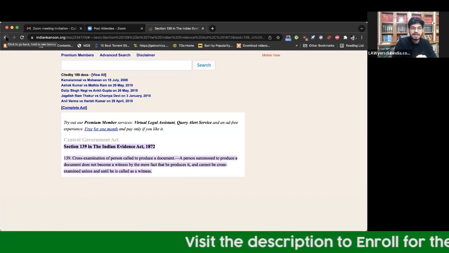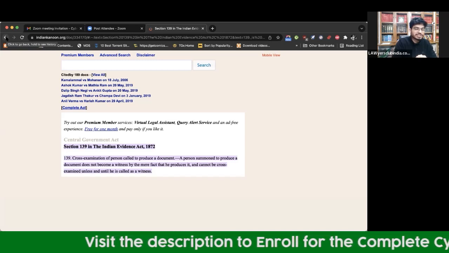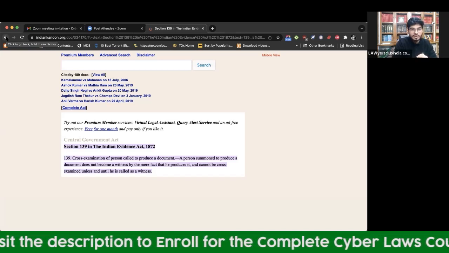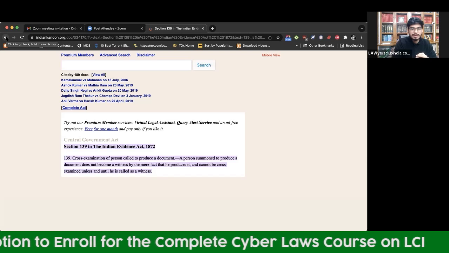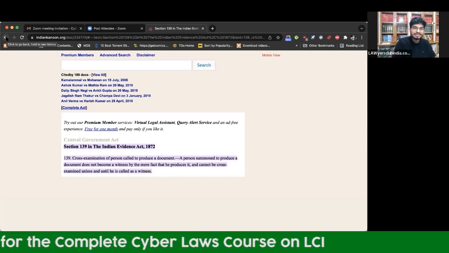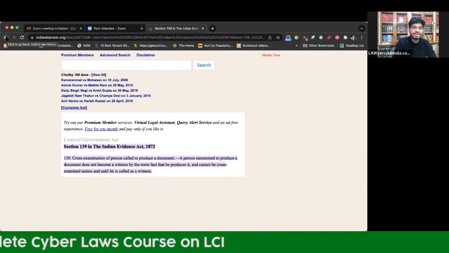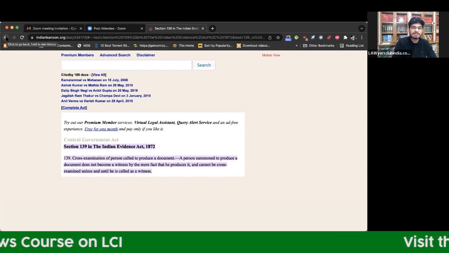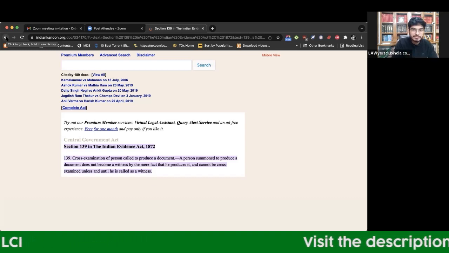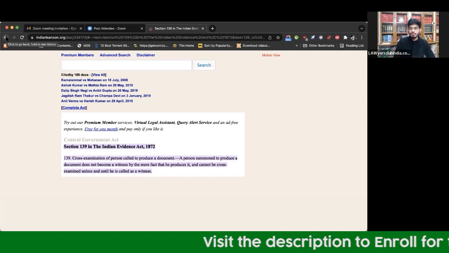It can be under section 91 of the CRPC, or you can ask him to come and produce a document to a party under 66, or the court can also ask the person under 165. It has various powers. So now moving on.